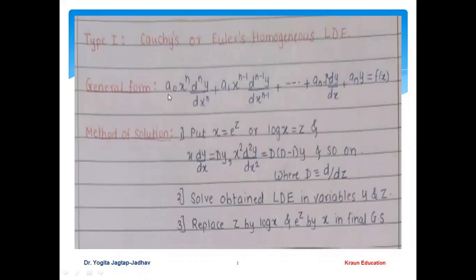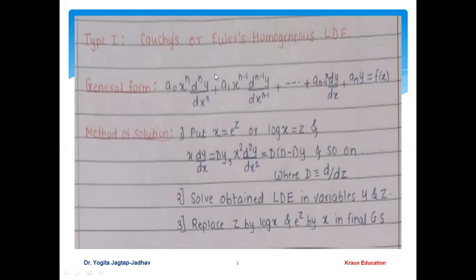It is of the form a naught x raised to n, d raised to n y upon dx raised to n, plus a1 x raised to n minus 1, the (n minus 1)th order derivative of y with respect to x, plus and so on, a n minus 1 x dy by dx plus an y equal to f of x.